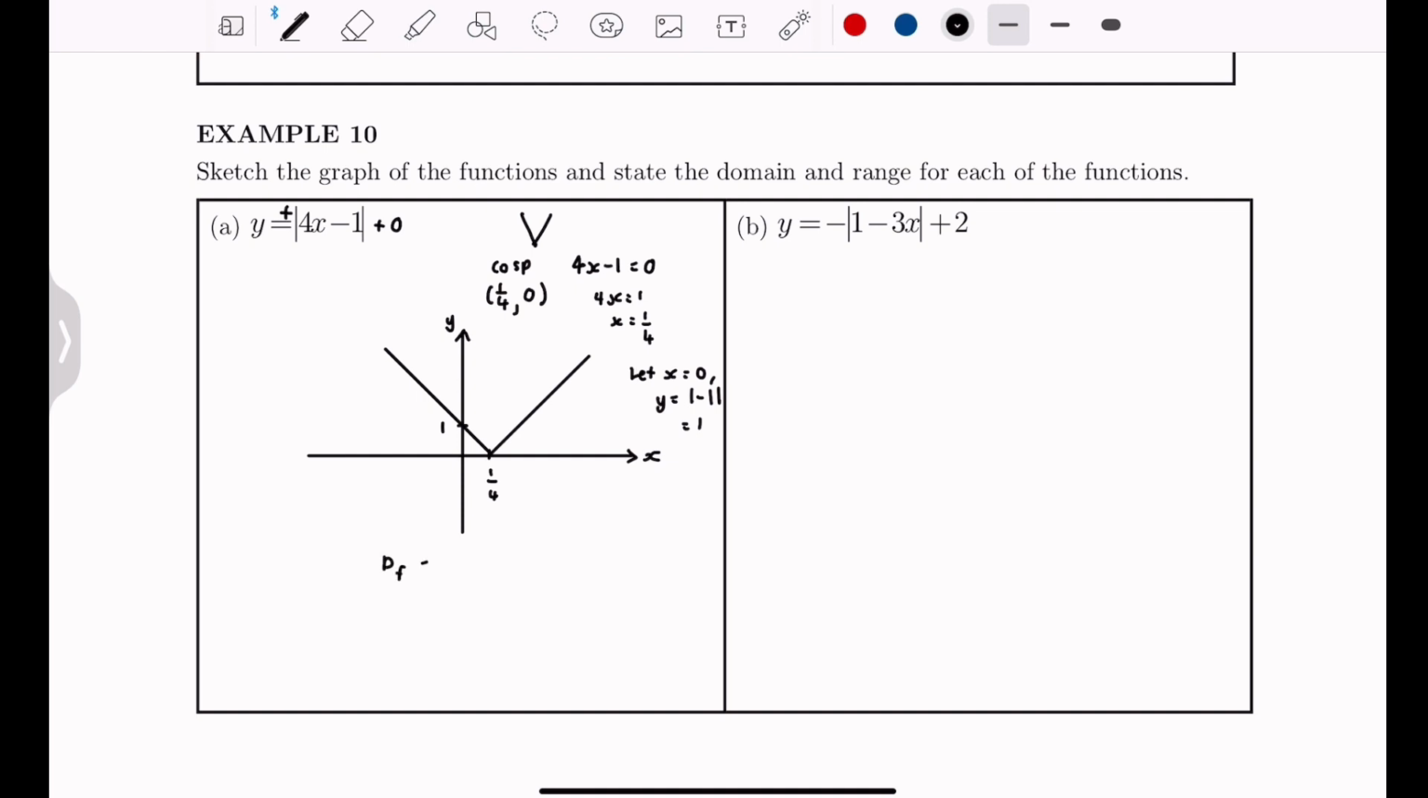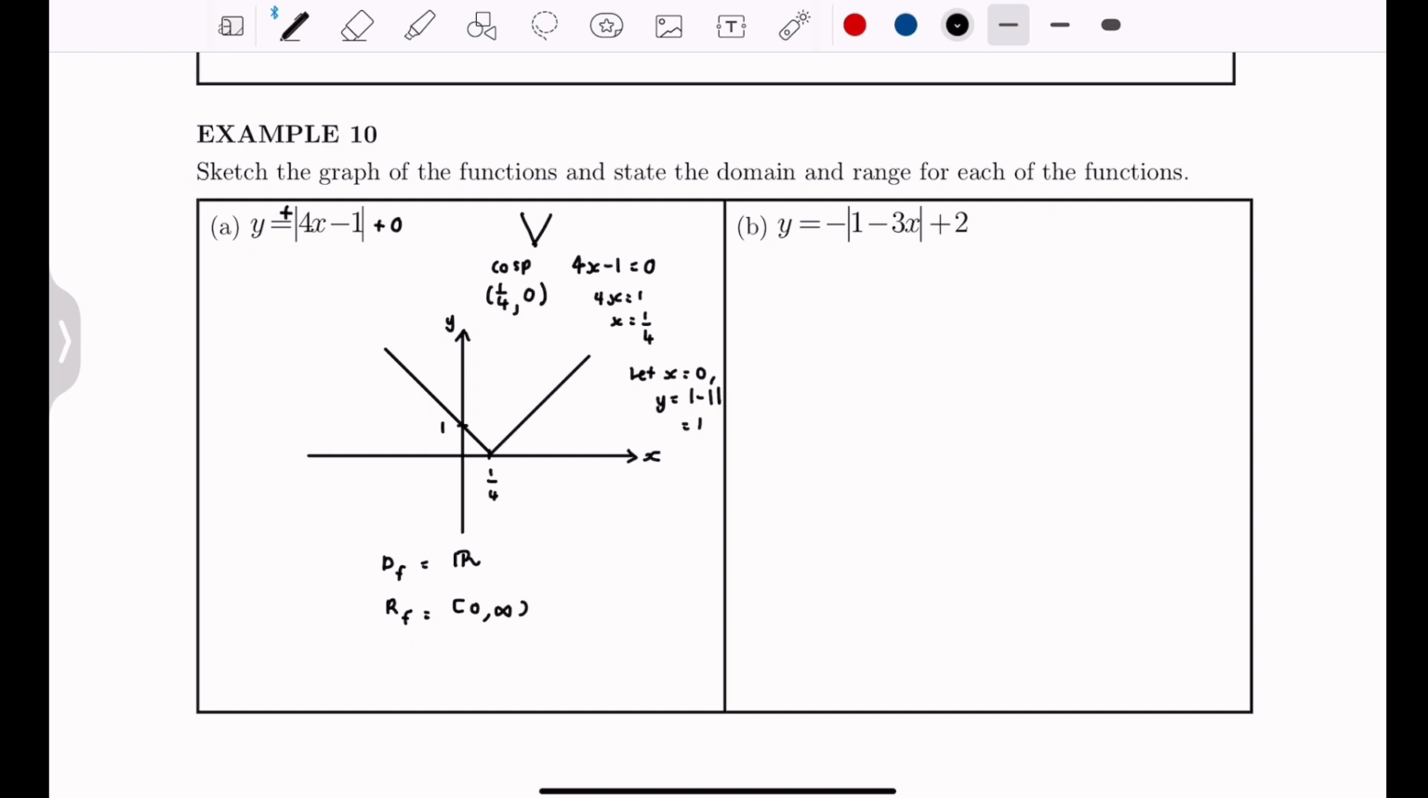For the domain, we can see that our function has values from negative infinity up to infinity, so all real numbers. And for the range, the lowest our graph can go is when y equals 0, and the graph moves upward up to infinity. So our range is from 0 to infinity.